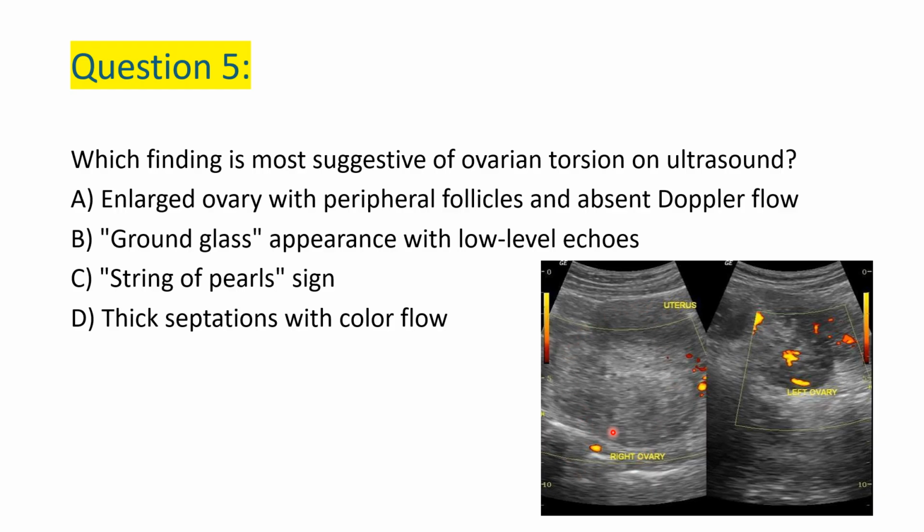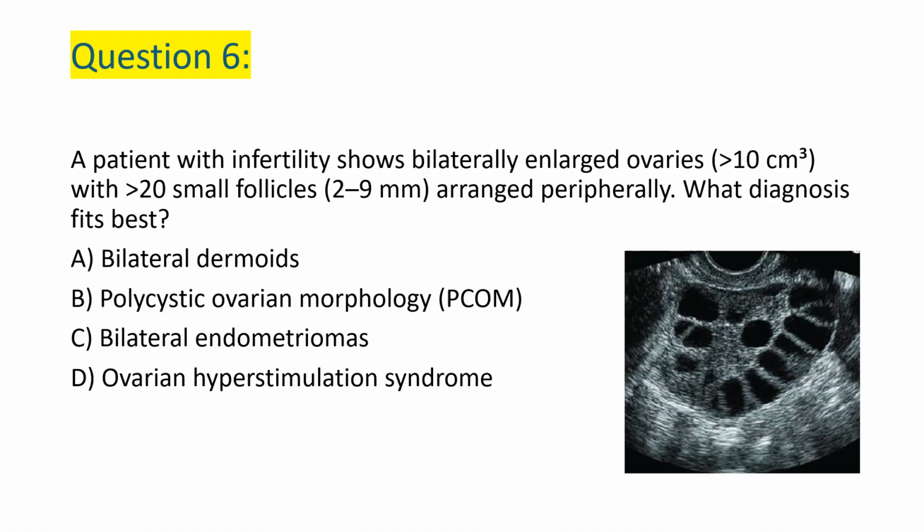You can see that the ovary is enlarged, is demarcated, and there's no internal flow on Doppler. Compared to the contralateral side, you can see there's flow there on ultrasound, there's no flow here. So the correct answer for ovarian torsion is A, enlarged ovary with the peripheral follicles and absent Doppler flow. So that's the correct answer.